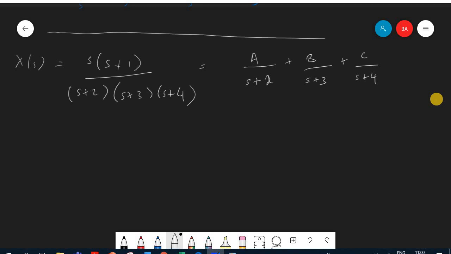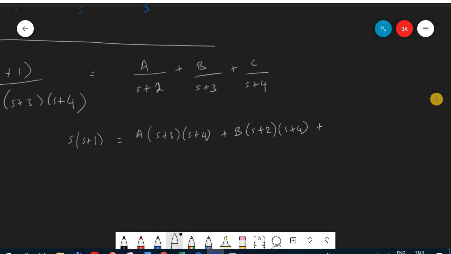Now we need to find the solution. If we multiply both sides with the denominator, this will cancel the denominator, so it will be s into s plus 1 equal to a into s plus 3 into s plus 4, plus b into s plus 2 into s plus 4, plus c into s plus 2 into s plus 3.